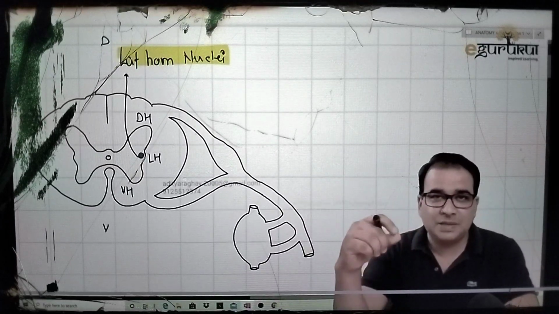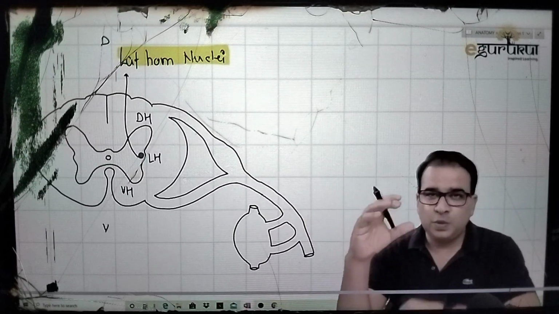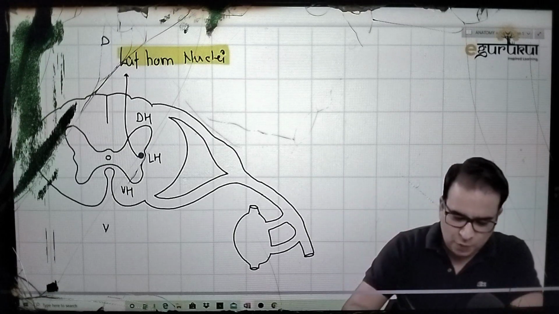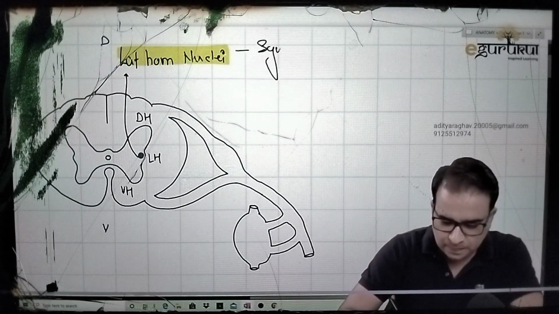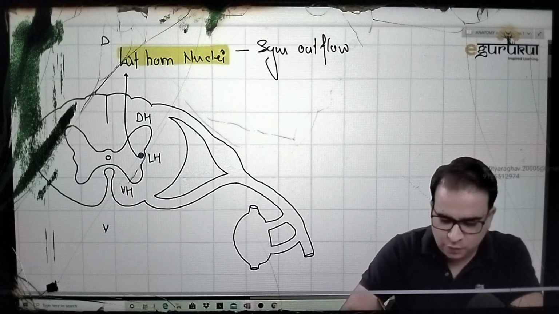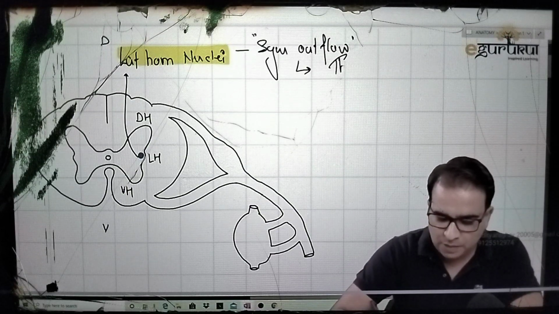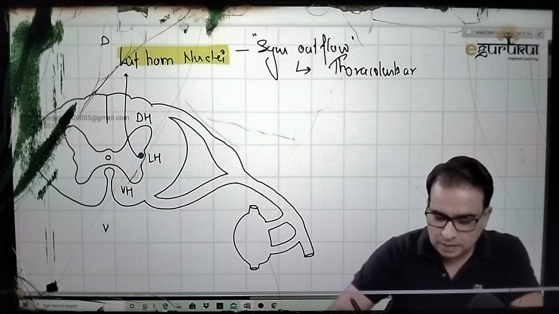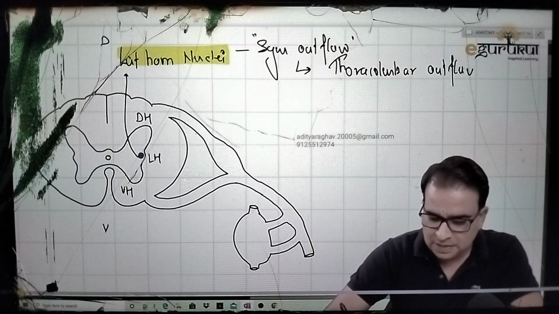Well, today we are discussing the sympathetic chain, so we are just focusing on the lateral horn nuclei which are in the sympathetic region. And what is the sympathetic region? When we say sympathetic outflow, I'm sure you all have heard of the term sympathetic outflow. Guys, sympathetic outflow refers to the thoracolumbar outflow. Sympathetic outflow is a thoracolumbar outflow.